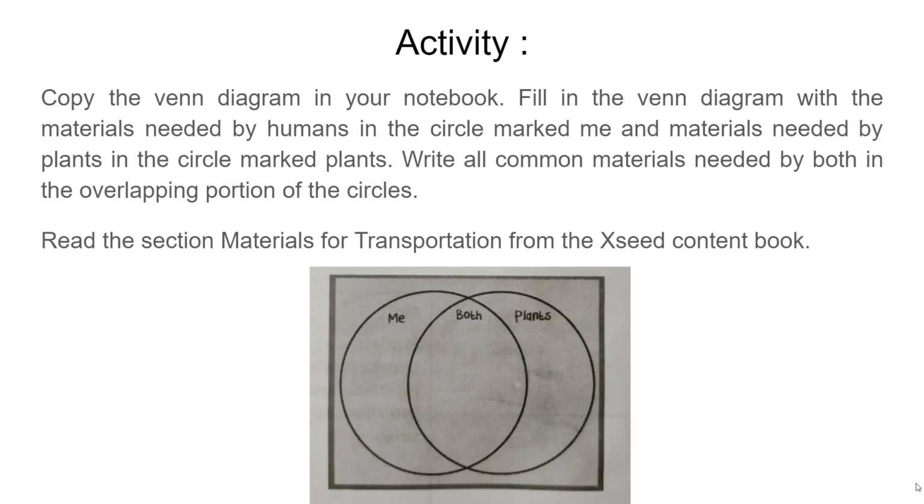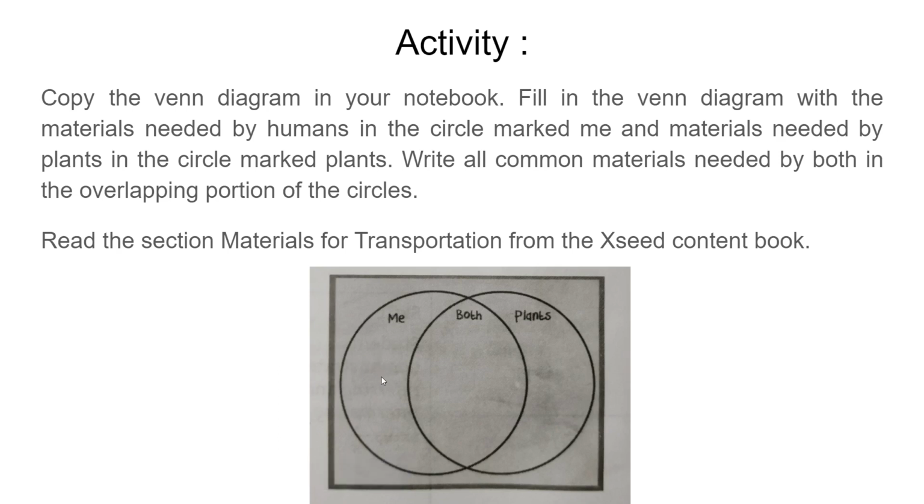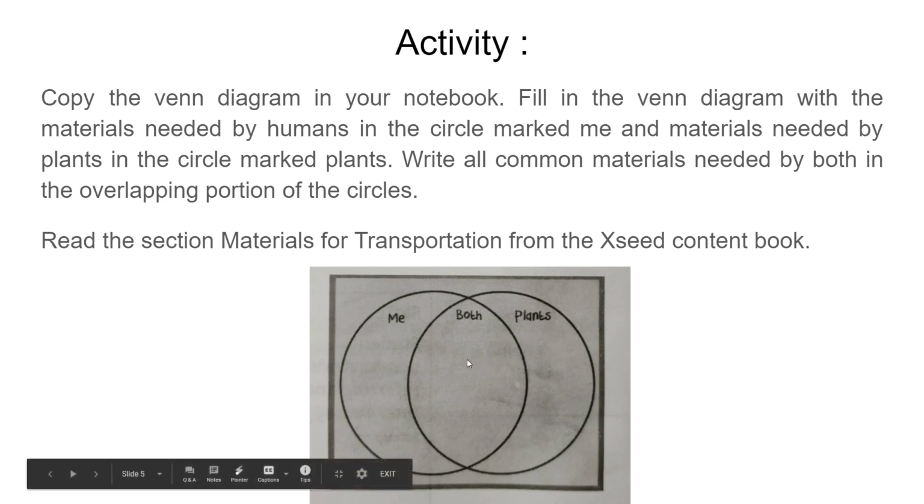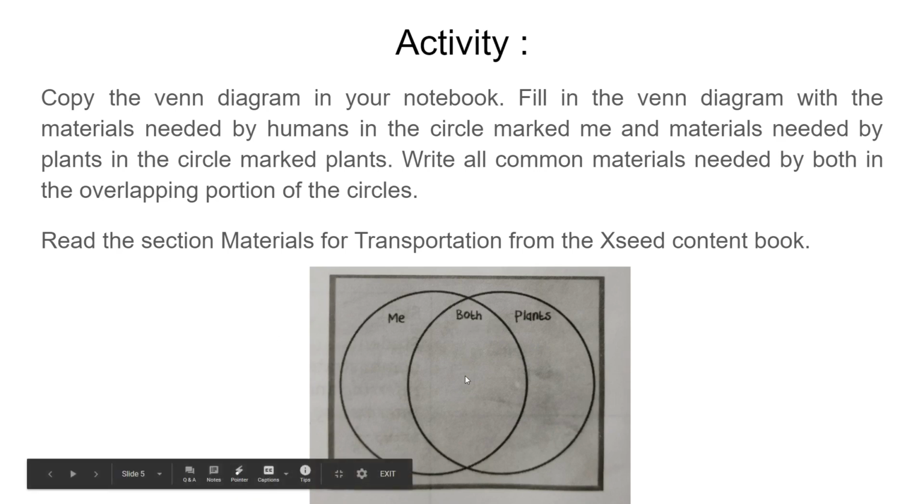You need to copy this Venn diagram in your notebook and fill in the Venn diagram with the materials needed by humans in the circle marked me here. We as humans would be writing here the materials which are needed by us, right? And then materials needed by plants in the circle marked plants. Write all common materials needed by both in the overlapping portion of the circles where we have written both.